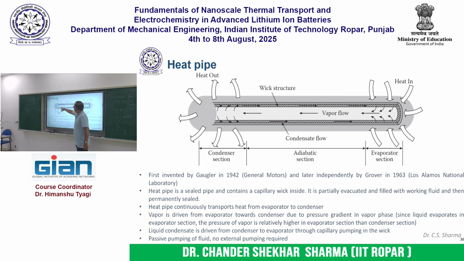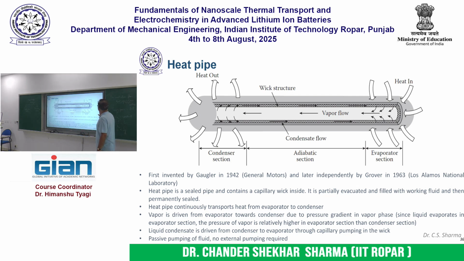There is a wick, and in this wick the liquid coolant flows through capillary pumping. I will briefly explain how this works. The wick absorbs heat from the outer body, the liquid evaporates and goes into the central vapor section, and the vapor flows towards the condenser section, where it condenses back into the wick and the liquid coolant comes back. There is no active pumping involved; it is the capillary effect that passively pumps the liquid from the condenser section to the evaporator section.